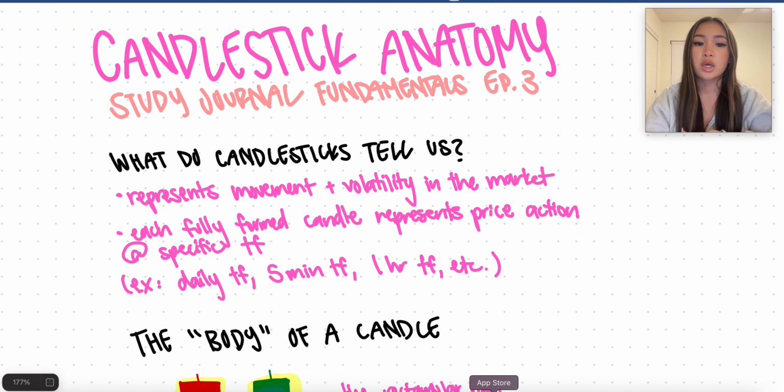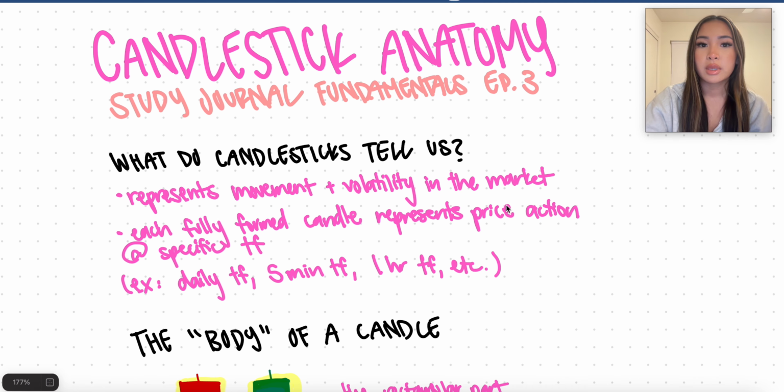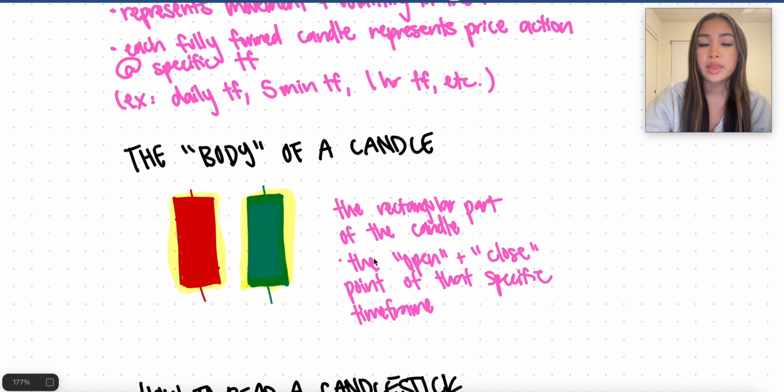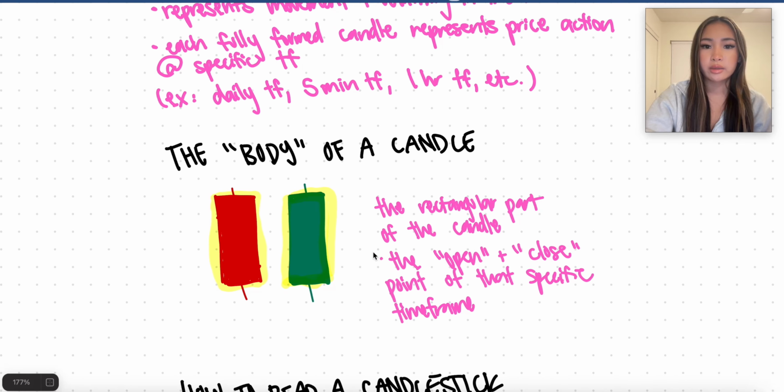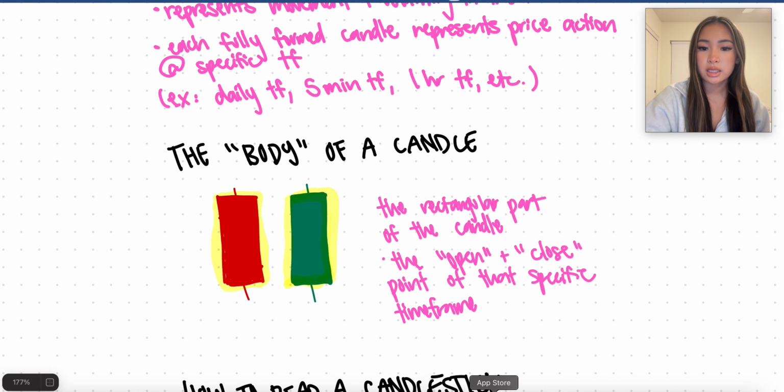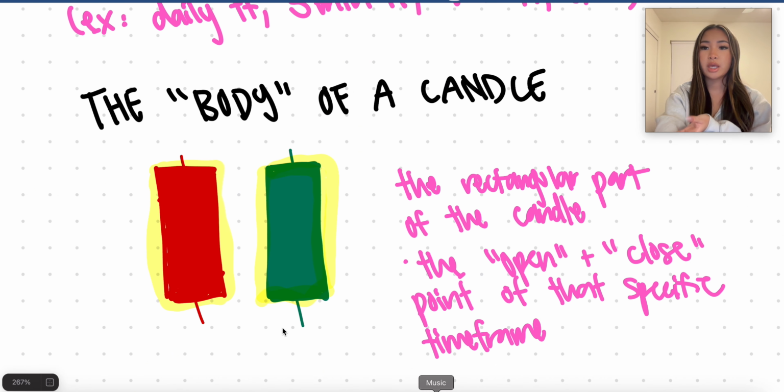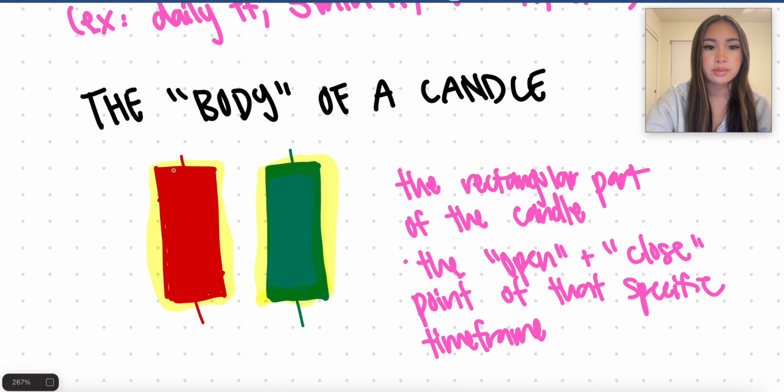So let's go over the body of the candle because there's different parts of the candlestick that we're going to look at, and that tells us different things. The body of a candle, excuse my drawing, looks a little messy. So by the body of a candle, what I mean is this part. You see this big rectangular part here, this red one and this green one. Don't look at the wicks, just look at the highlighted part.